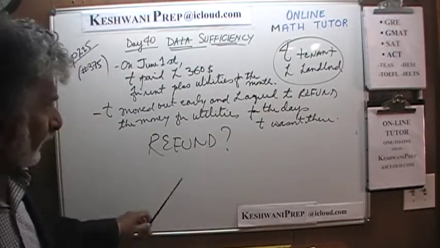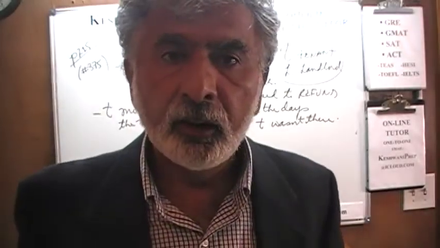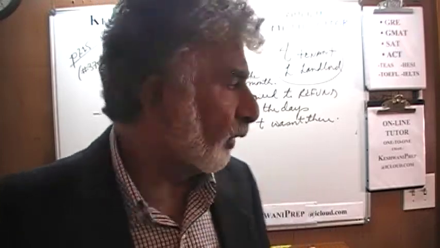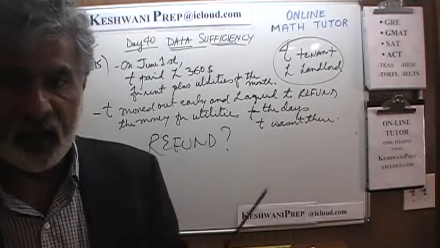So she moves in, tenant moves in, let's call her she. She moves in at the beginning of the month, in June, she pays the rent and some money for utility. Altogether $360, which includes the rent and the utilities. And sometime in June, before the month of June is over, she decides to move out.